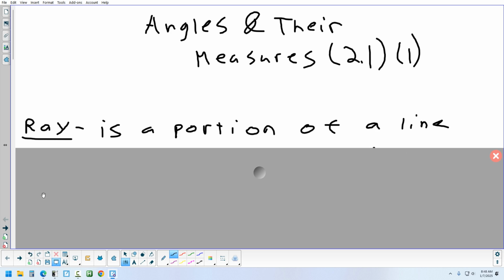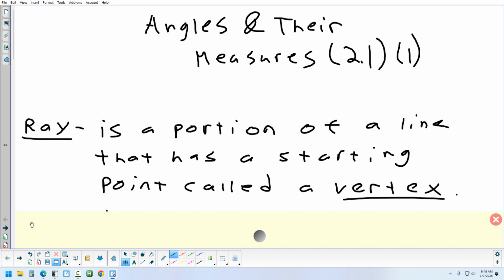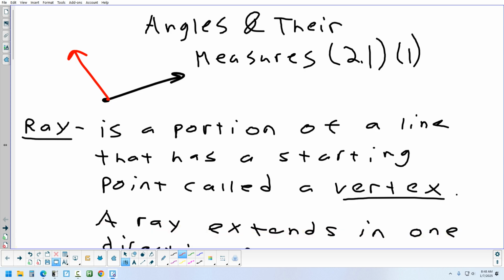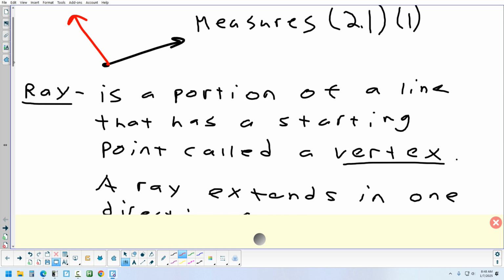So before we even talk about an angle, we're going to talk about what makes up an angle, and that is two different rays. Okay. So if you draw something like that, okay, that's a ray. And then if you put another ray that has the same starting point, like that, now you've created an angle. Okay, so an angle is made up of two rays, and the starting point is called the vertex. Okay, kind of drew all that out for you already, that the ray extends in one direction forever.